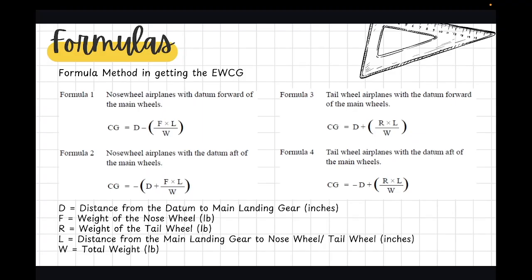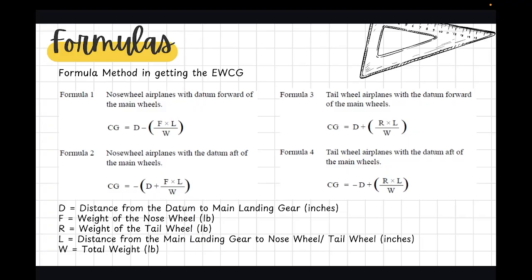Okay, here are the formulas for our solving. So, the formula in getting the EWCG or empty weight center of gravity. So, we have 4 formulas. We have the formula 1 and 2 for the nose wheel aircrafts, and then the formula 3 and 4 for the tail wheel aircrafts. So, puro letters lang. So, we need to expound them.